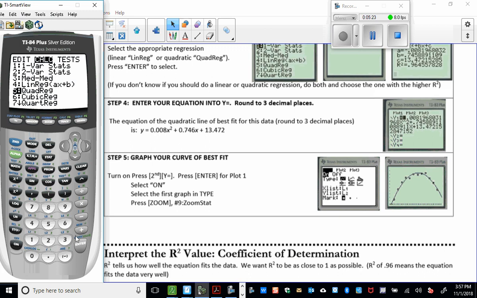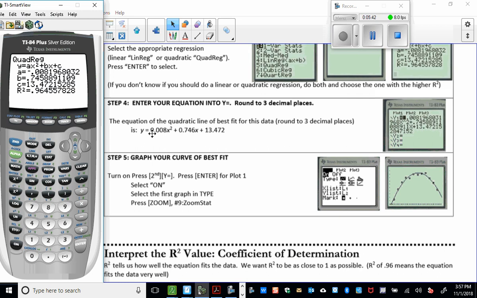Now I'm going to go Stat, and I have to Calc again to get my quadratic regression, my numbers. Okay. So we know quadratic equations are ax squared plus bx plus c. And this is telling us, hey, this is A, negative 0.008, this is B, and that's C. So I'm going to take those numbers and I'm just going to write them and put them into the equation.